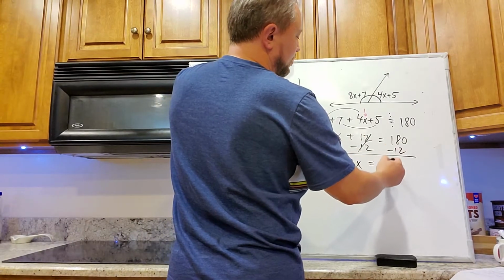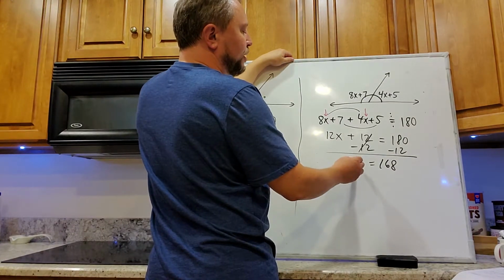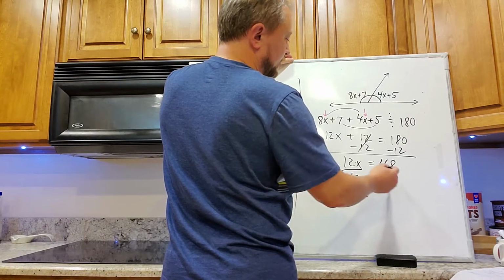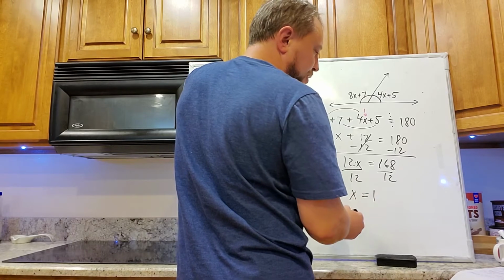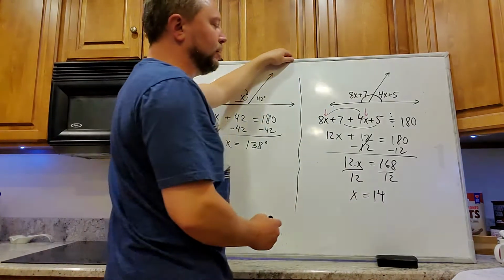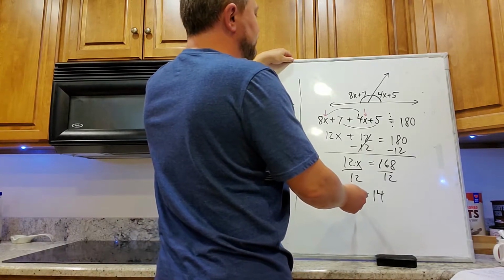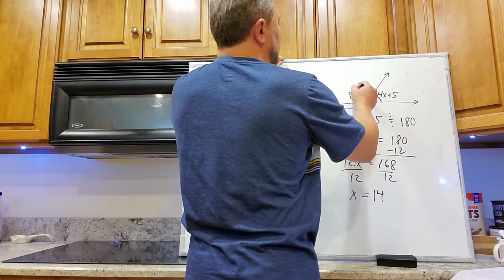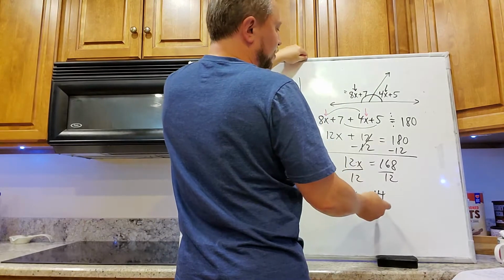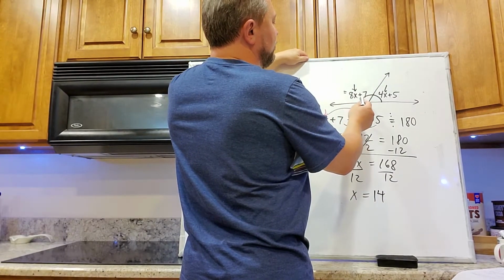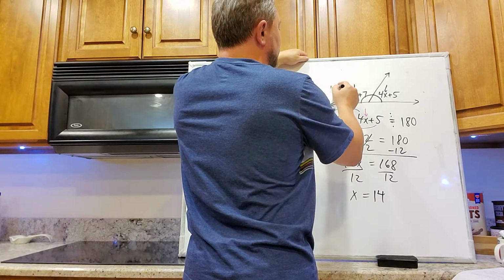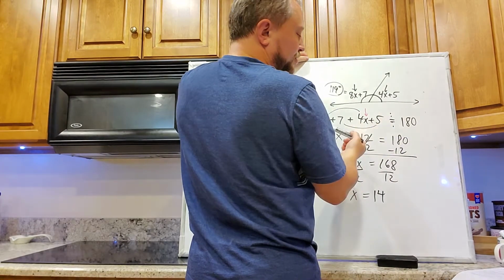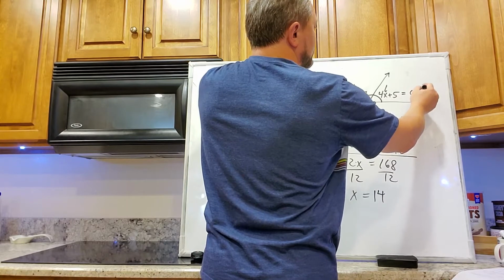And this 12 is currently being multiplied, so to get rid of it, I would have to divide. 12, I think you'll find, goes into 168 14 times. So there's the x value on that one. And if I even wanted to find the measure of the angles, then I could take that x value and plug them back in. So if you plug a 14 into here and take 8 times 14 plus 7, you'll get a grand total on this one of 119 degrees. And on this one, 14 times 4 plus 5 is going to give me 61 degrees on that one.